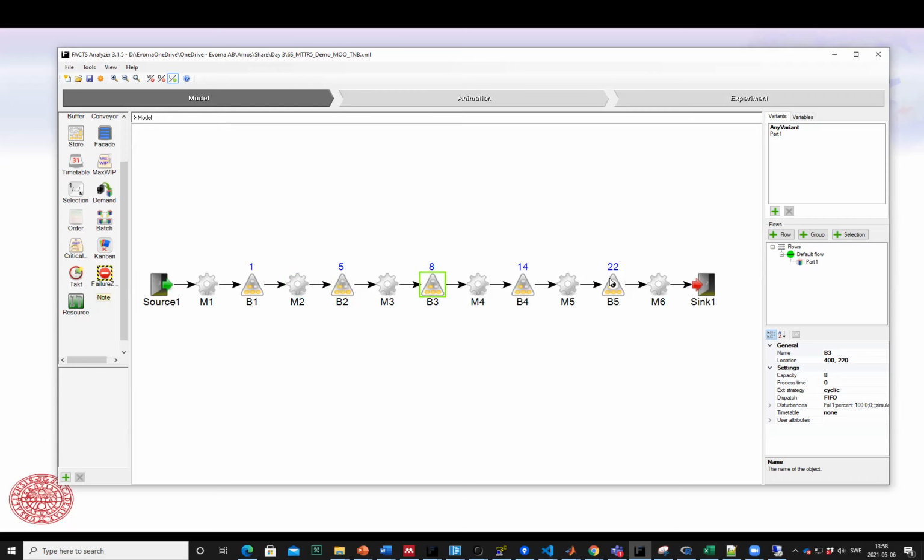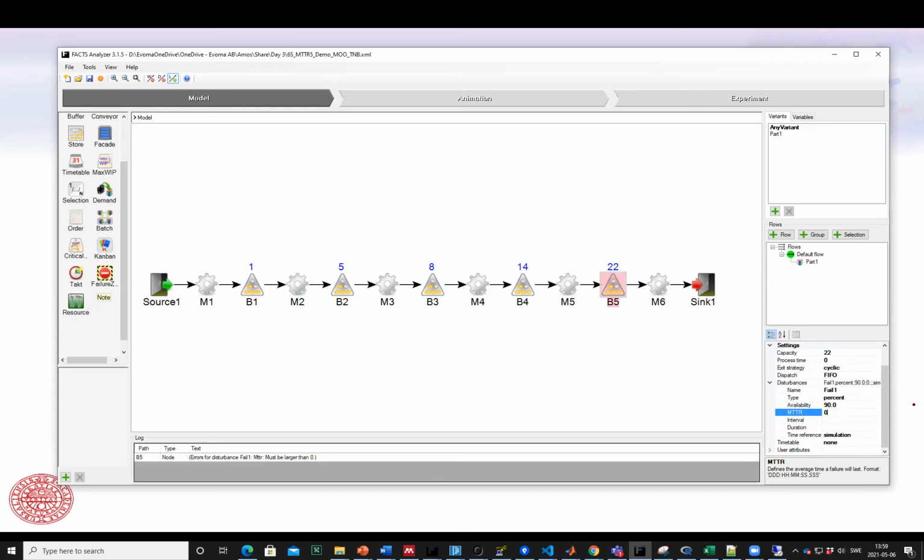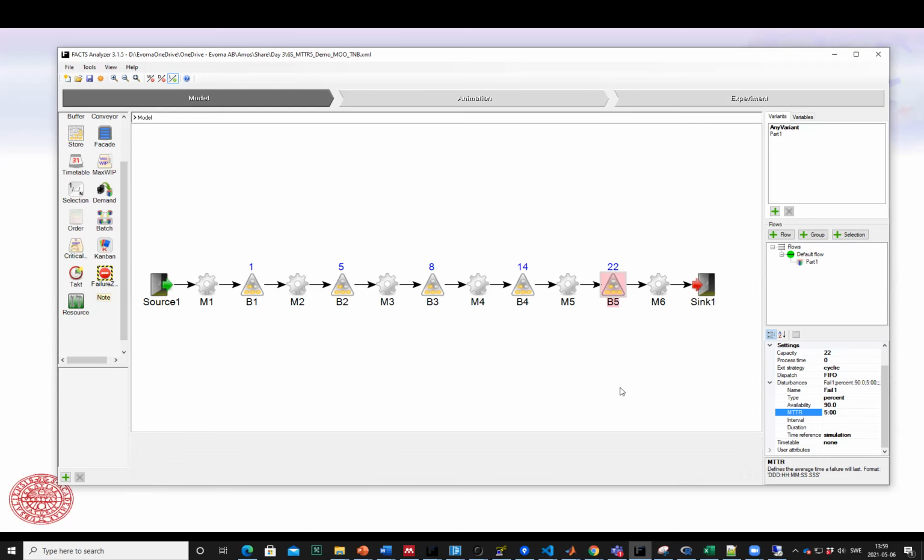So you need the buffer when you find that you have this availability issue, and that's why I go back to change this to 90, and then the MTTL must be 5.00. So let's see.